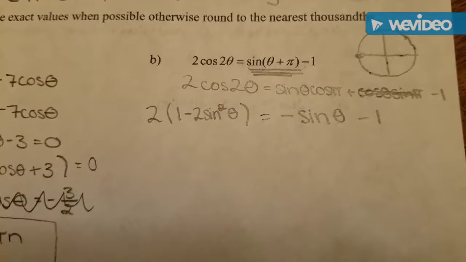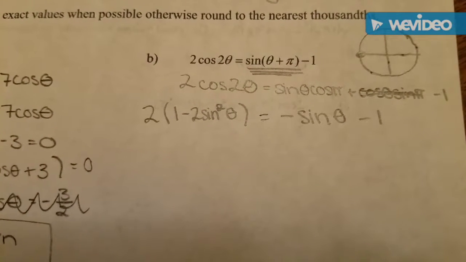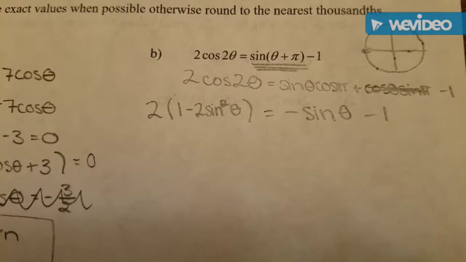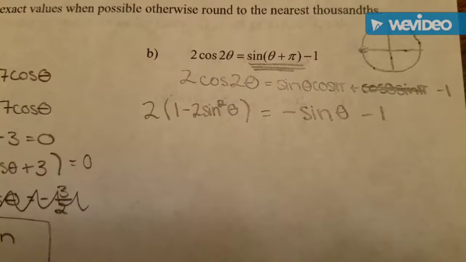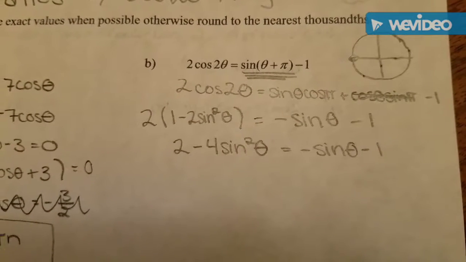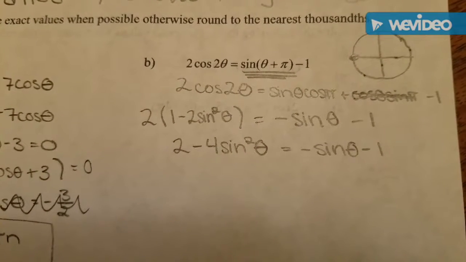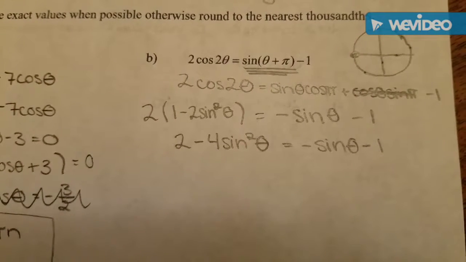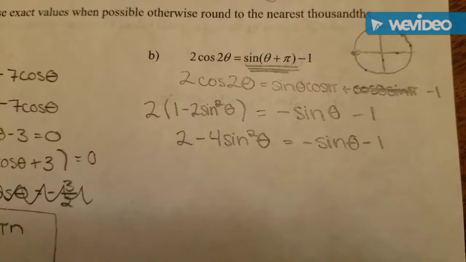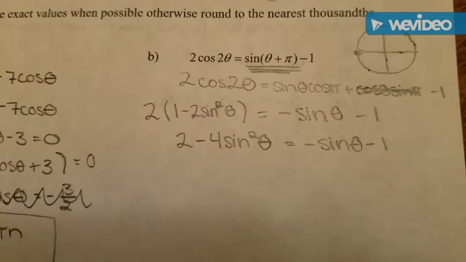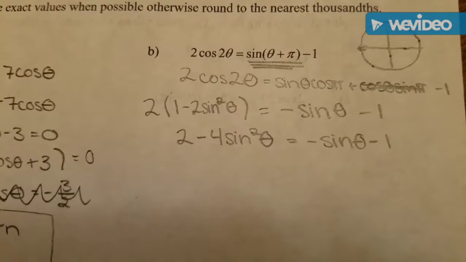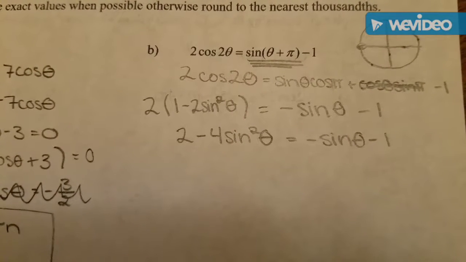And again, we're going to distribute the 2 on the left side, and then we're going to move everything over to one side of the equation, and then we'll factor. So after distributing on the left side, we have 2 minus 4 sine squared theta equals negative sine theta minus 1. And now I'm going to move everything over to the right side of my equation so that I have all pieces combined, and I have a positive sine squared theta.